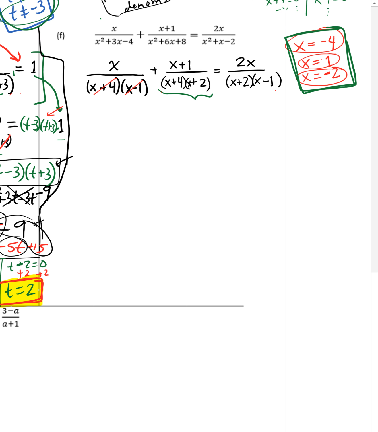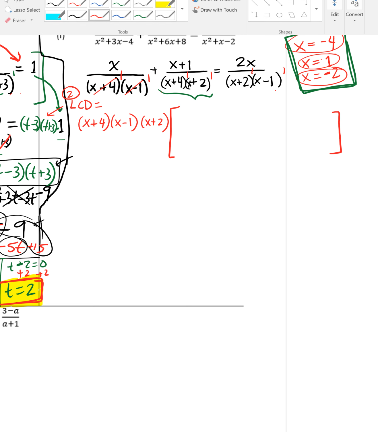Alright, now that we have all that, I think I need to calculate the LCD now. That's the second step, because that was the first step. Okay, second step, LCD. And I've already factored all the denominators, so that's going to be helpful. What I need to do is grab any factor I see between the denominators. I see an x plus 4, I see an x minus 1, and I see an x plus 2. I think those are the only factors in any of these denominators, right? And each of those factors only occurs at most once. I never see any of those more than once, so I really only need one of each.